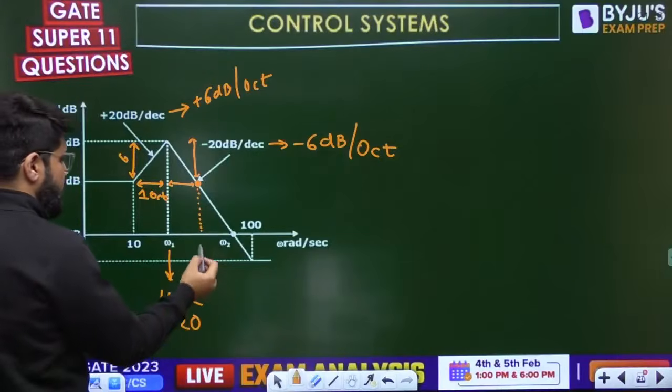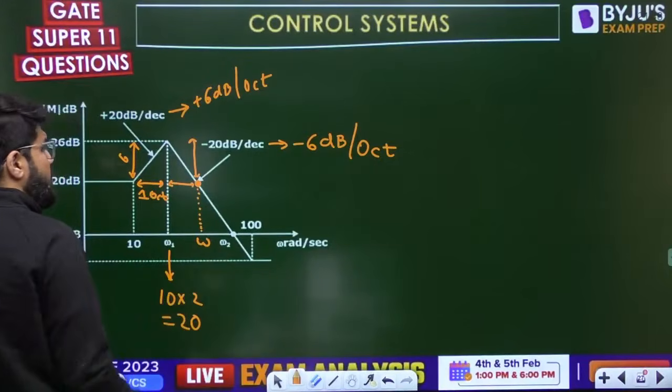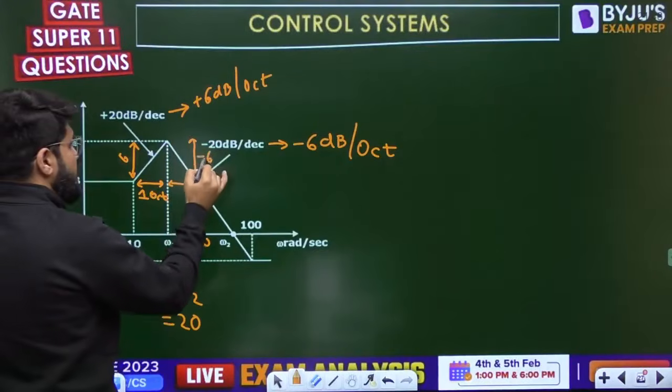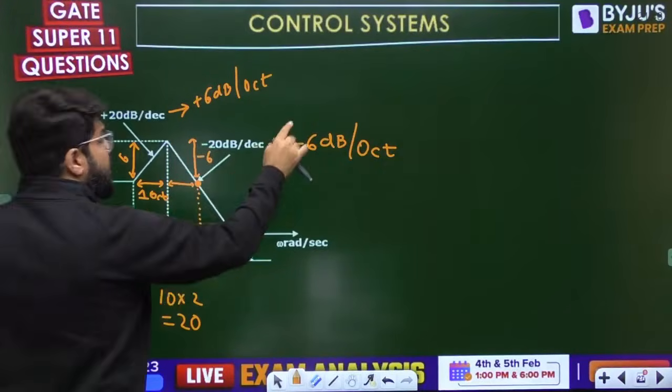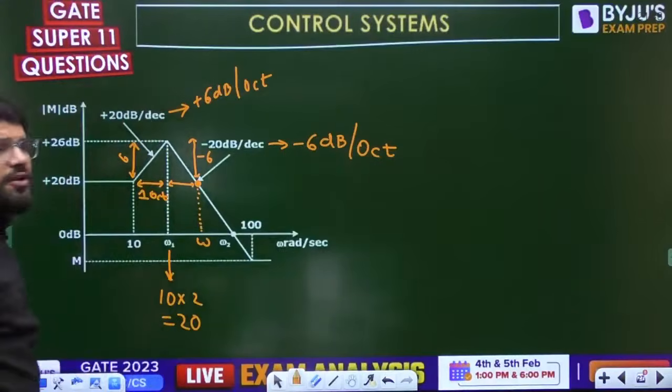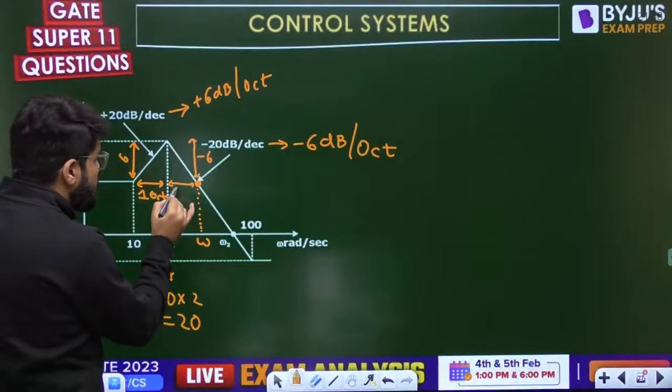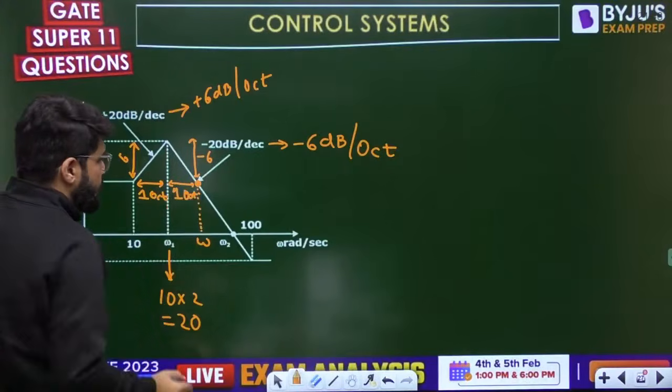Okay. So let's say this is some omega. So the magnitude becomes 26 to 20, so it drops by 6, that is, reduced by -6. A reduction of -6 is possible for 1 octave of the frequency. So that is why this portion should be 1 octave.